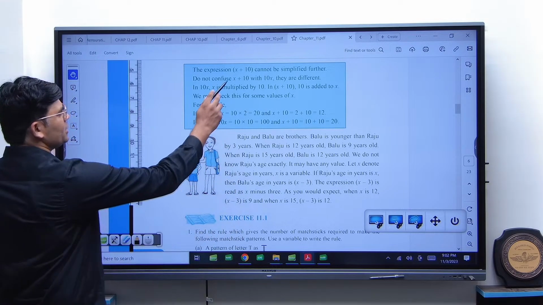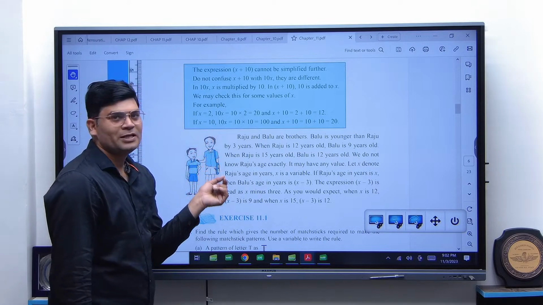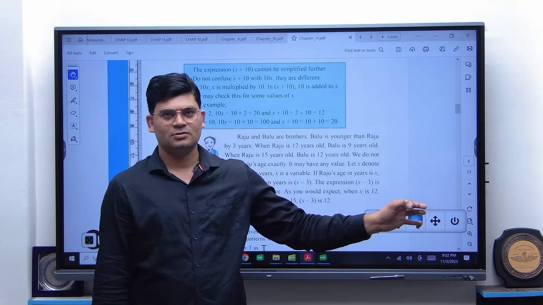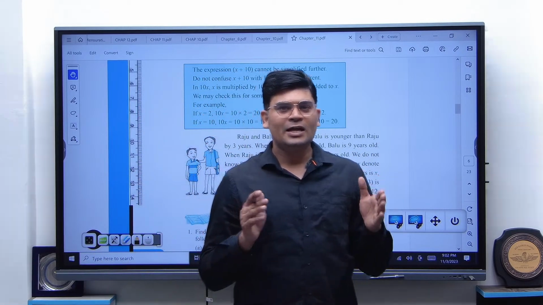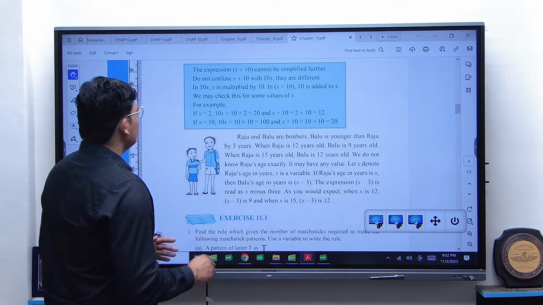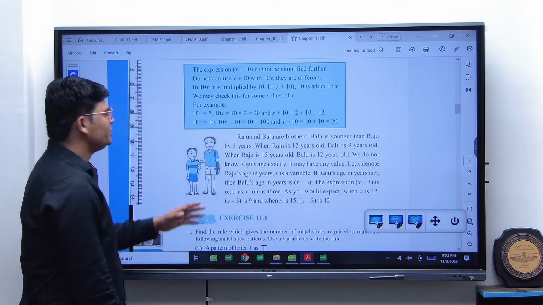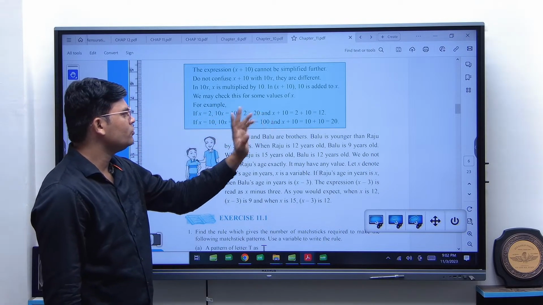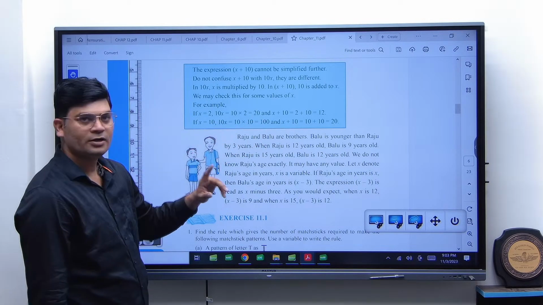Okay, the expression x plus 10 cannot be simplified further. Do not confuse x plus 10 with 10x. 10x means x is added 10 times. x is added 10 times. 10 plus x means 10 is added to x. x can be any number. So in 10x, x is multiplied by 10, in x plus 10, 10 is added to x. We may check this for some values. x is equal to 2, 10x is 10 into 2, that is 20, and x is equal to 10, 10x is equal to 10 into 10, that is 100.